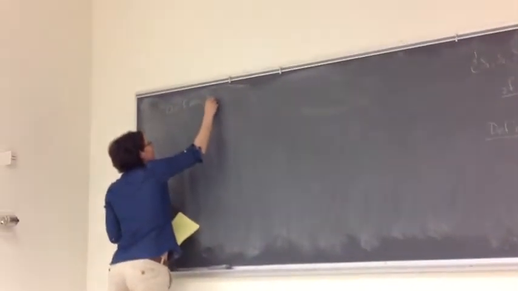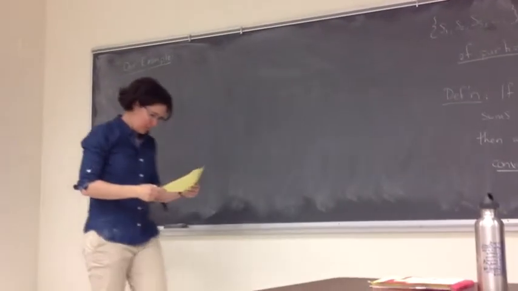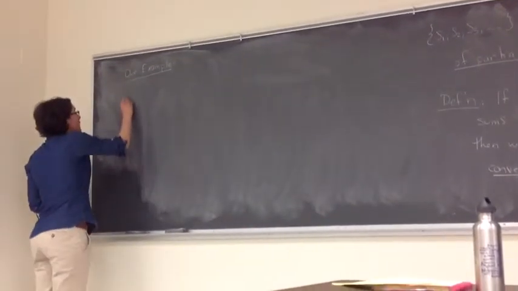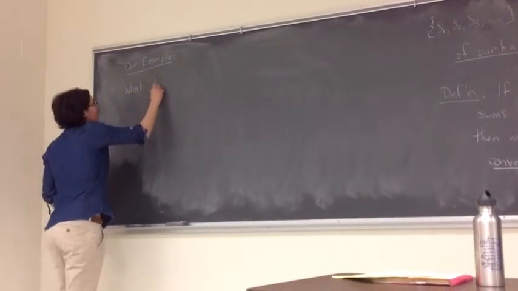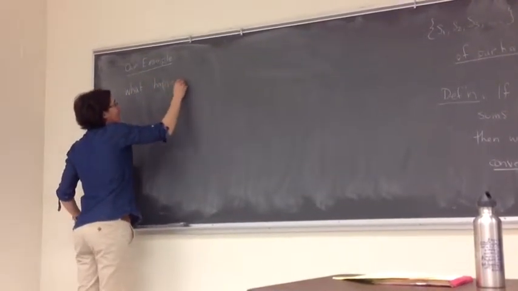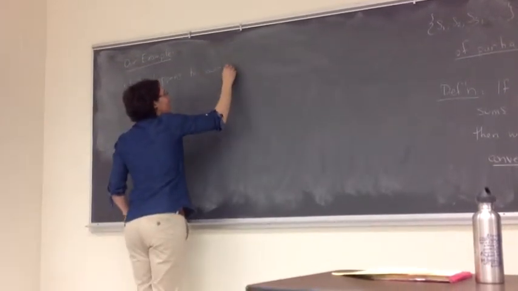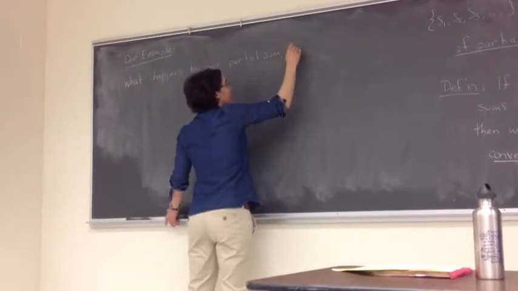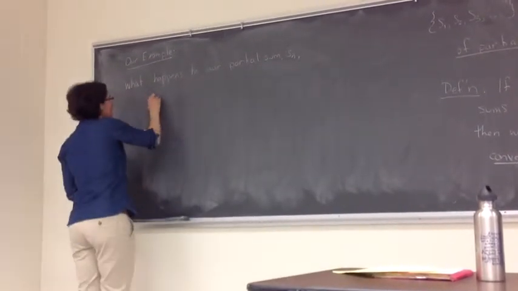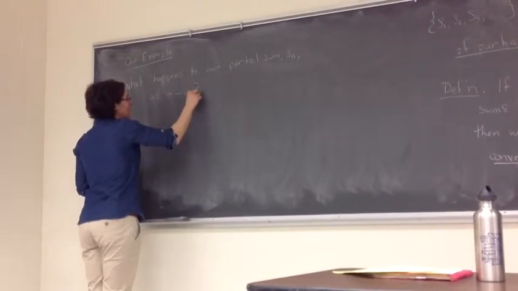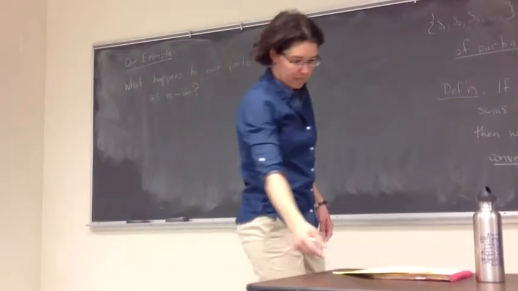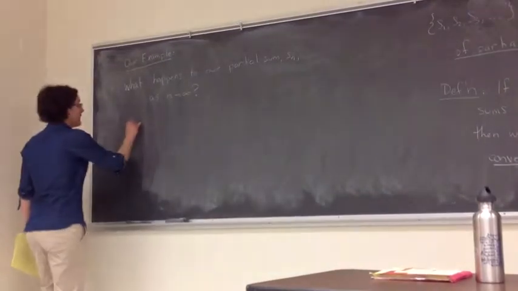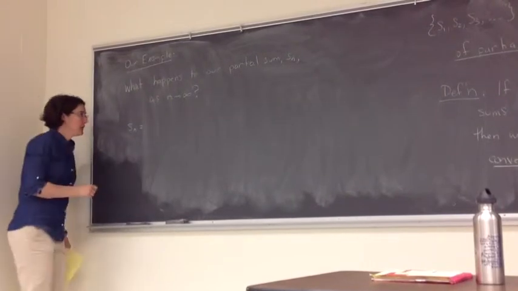All right, so let's look at our example. In our example, the question is, what happens to our partial sum Sn as n goes to infinity? Okay, so we have a formula for Sn. I just erased it on the board, but hopefully you have it in your notes.